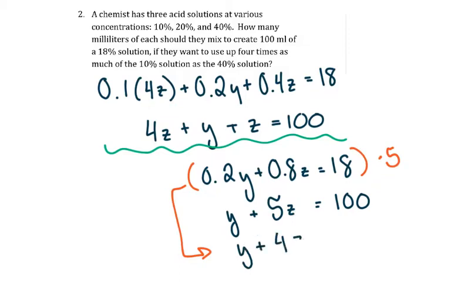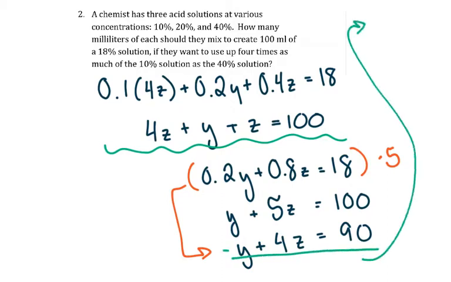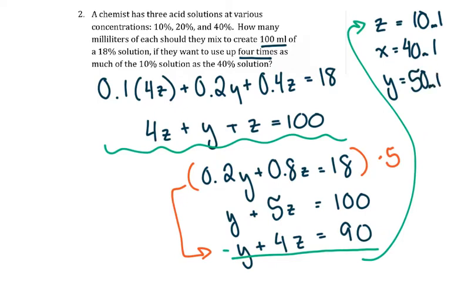1y plus 4z is equal to 90. And now our y terms cancel out nicely. And I'm going to bring this up here. We end up with z is equal to 10. So 10 milliliters here. We can use our 4 times as much to tell you that we're going to use 40 milliliters of our 10% solution. And since we know that there's going to be a total of 100, that means the remaining 20% has to be 50 milliliters. So we've seen two different kinds of word problems here.